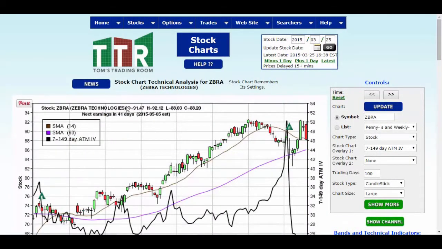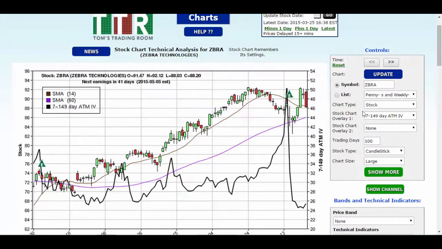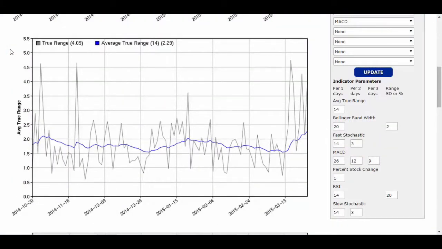Another thing that is highlighted in the chart, as you see off to the right here, is the 7 to 149 day at the money implied volatility, and it's represented by the black line on the chart. Again, you can go back and read up on the help page for more information on that. What I want to emphasize is the average true range line. You'll see the true range is calculated here and shown by the gray line. The average true range is the blue line in this part of the graph page, and you'll see that it's at the top or at 100% of its range for the amount of days calculated.